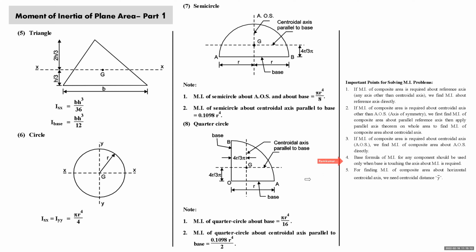Another precautionary note. Base formula for any component is to be used only when the base is touching the axis about which moment of inertia is required. Otherwise, we should not use base formula at all. For finding moment of inertia of the composite area about horizontal centroidal axis, we need y bar. Similarly, for finding moment of inertia of the composite area about vertical centroidal axis, we need distance x bar. All right. So I think we are ready to start with the problems.